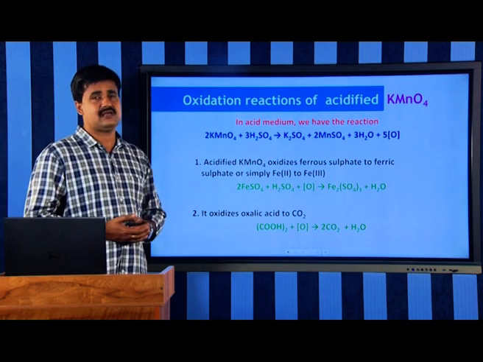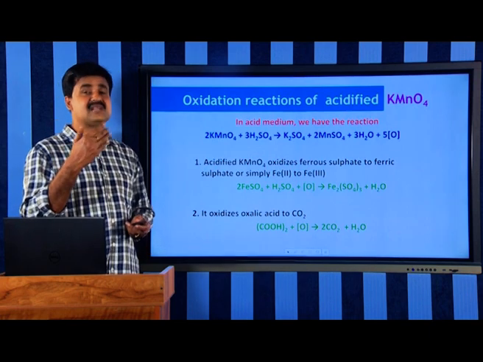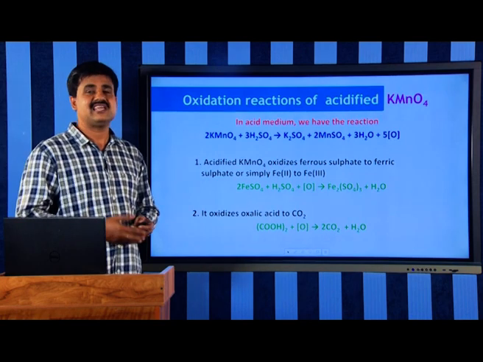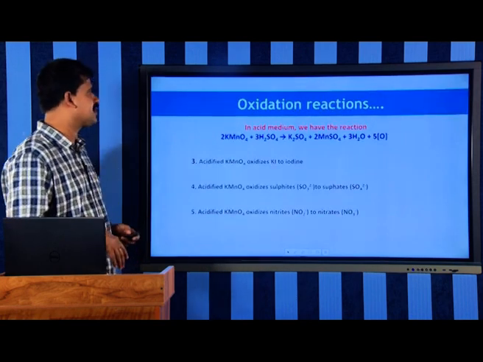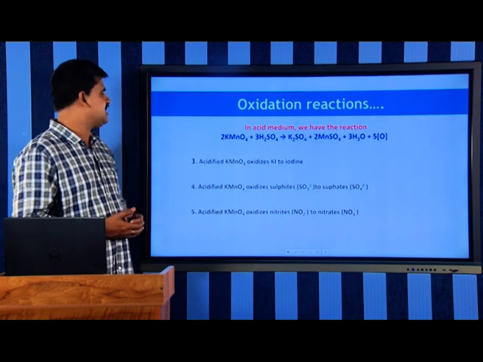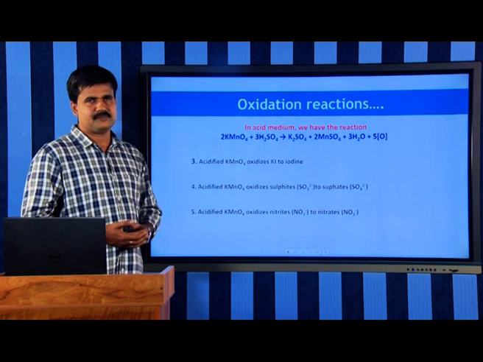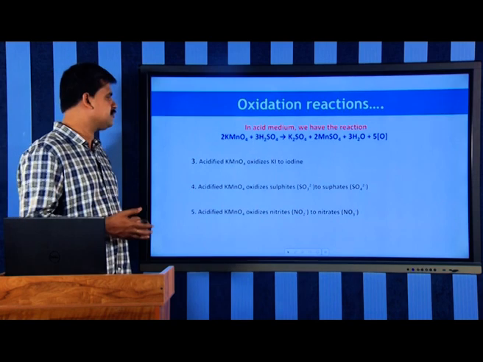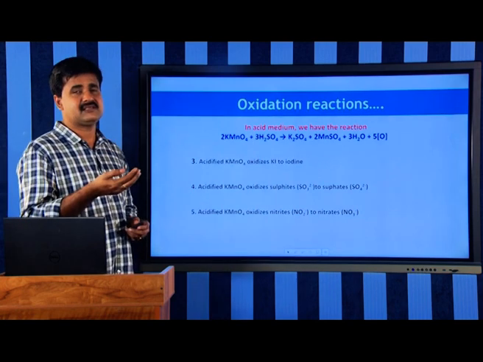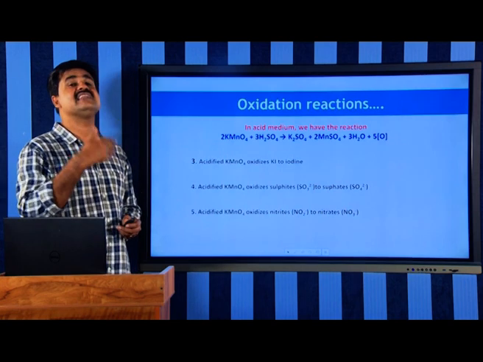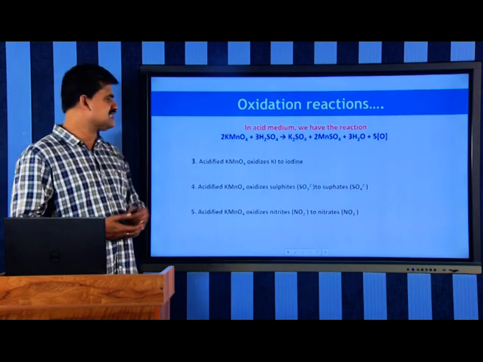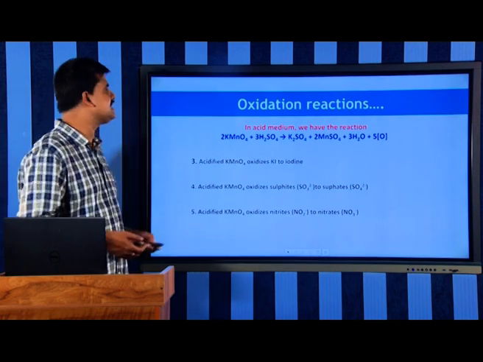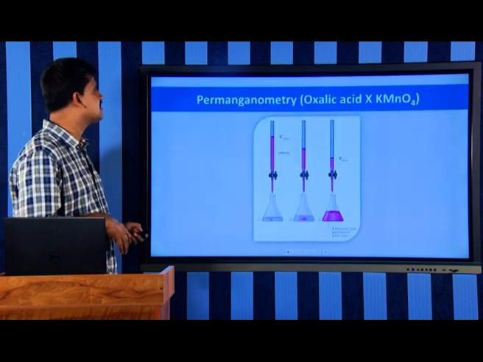The reaction between oxalic acid and potassium permanganate forms the basis of redox titration in volumetric analysis. Now, another oxidation reaction. Acidified KMnO4 oxidizes potassium iodide to iodine. That is, when potassium iodide is treated with KMnO4 in acidic medium, iodine is liberated. It oxidizes sulfite to sulfate. It oxidizes nitrite to nitrate, and several oxidation reactions are there.